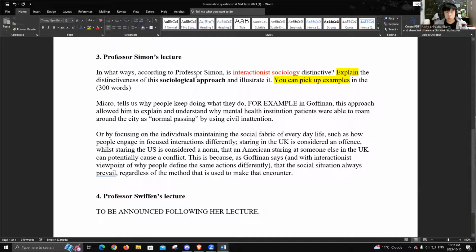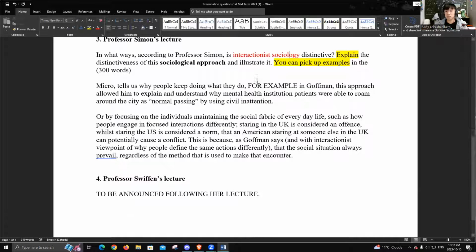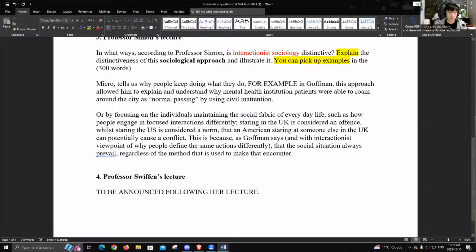In what ways, according to Dr. Simon, or also Goffman, indicative that interactionist sociology is distinctive, or what are the key characteristics of interactionist sociology? Give me an example from Dr. Simon and or Goffman, right? So in this case, okay, let's have a look. Interactionist sociology, la la la.